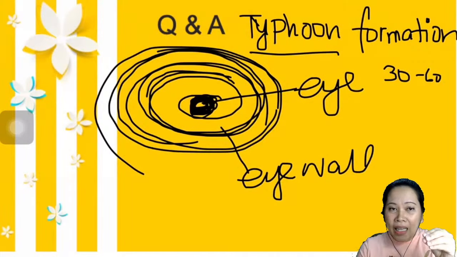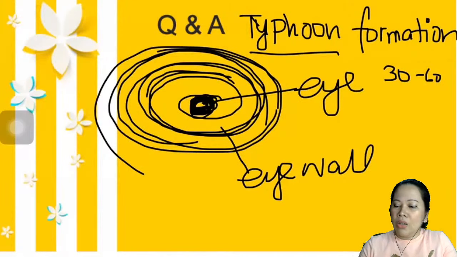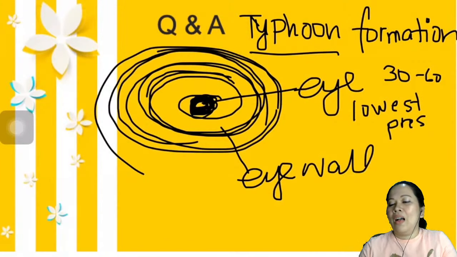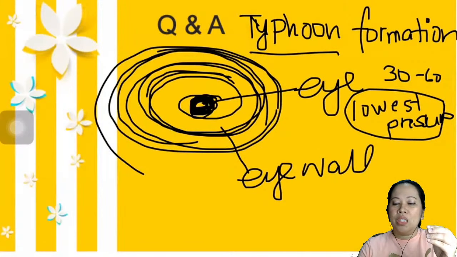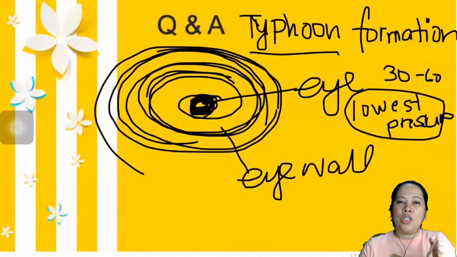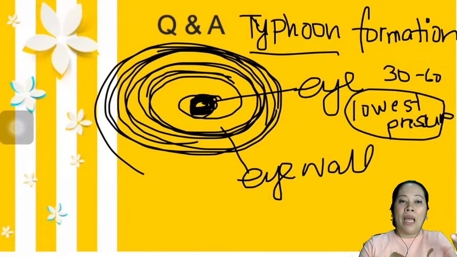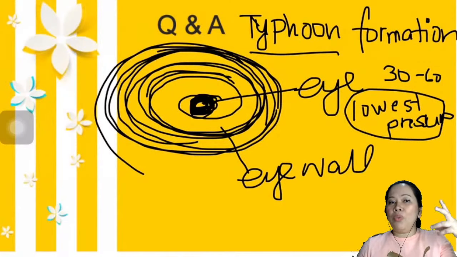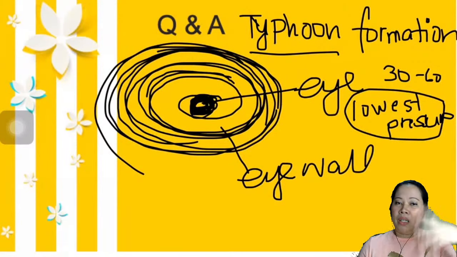So the eye is the region, ito yung pinaka-lowest ang pressure. I was about to say temperature. Ito yung pinaka-lowest na pressure dito sa eye mo. And of course, it has the highest temperature. So if you compare it with the surroundings where you have your rain bands, the eye would be warmer compared to the rest of the parts.